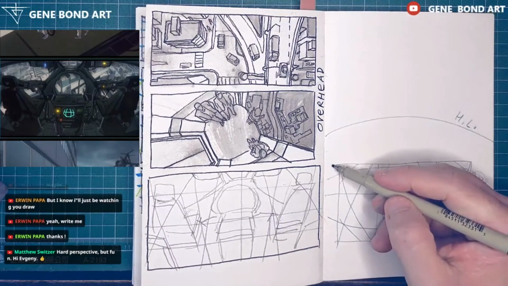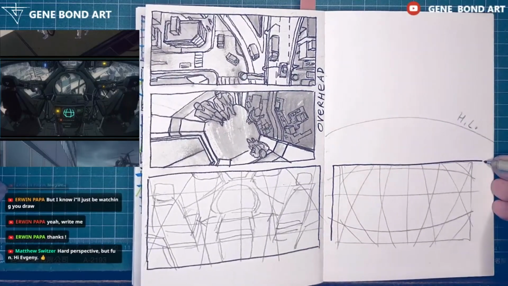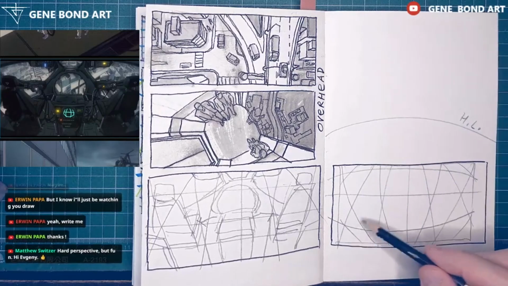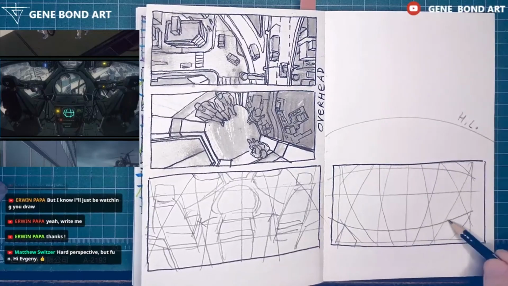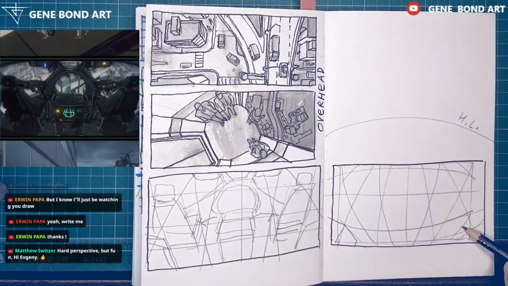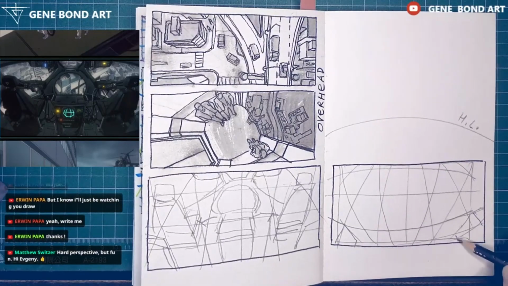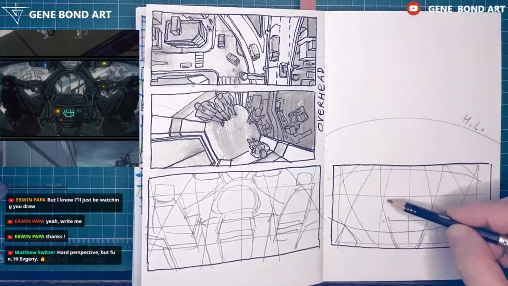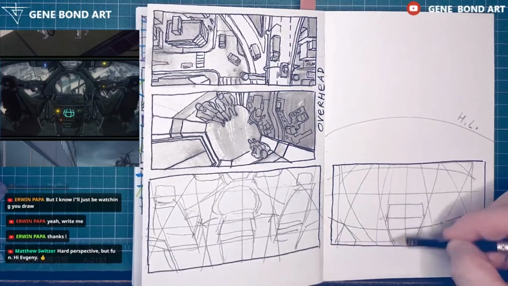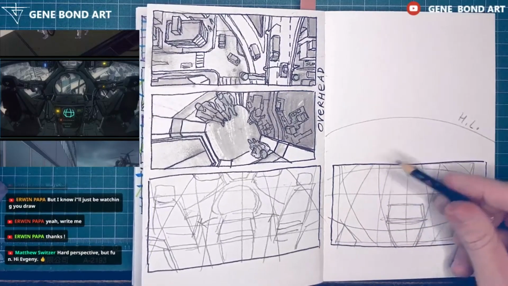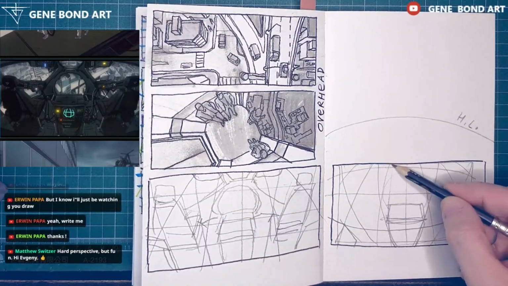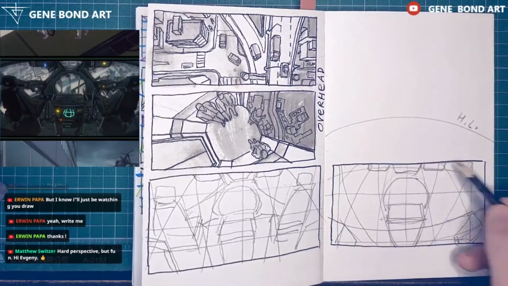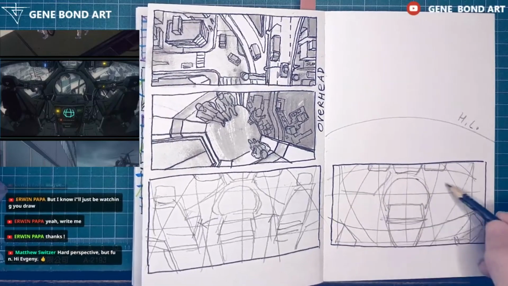Let's do a pose. Because once you have a perspective grid, you can draw whatever, you can draw anything. So here we have observation.